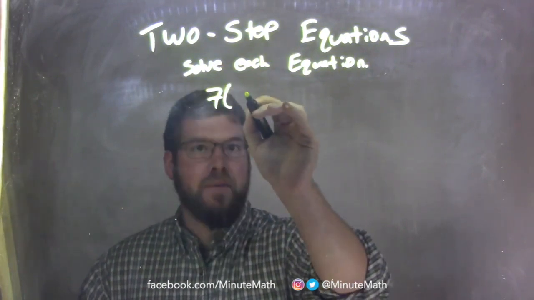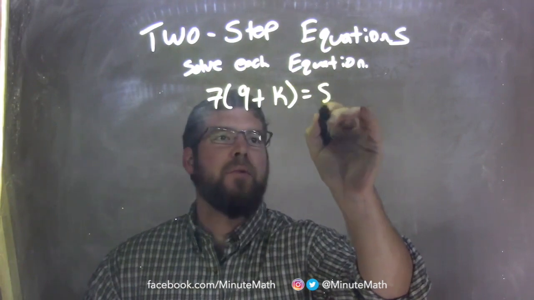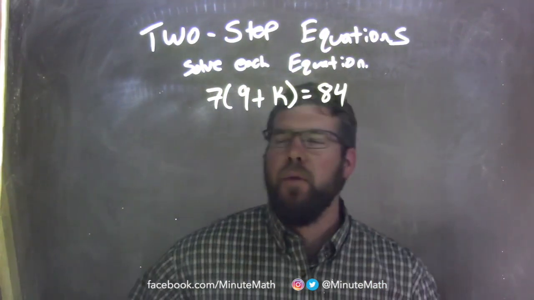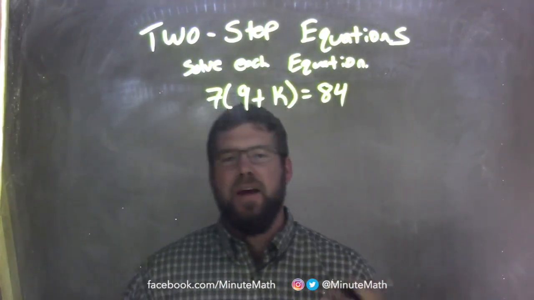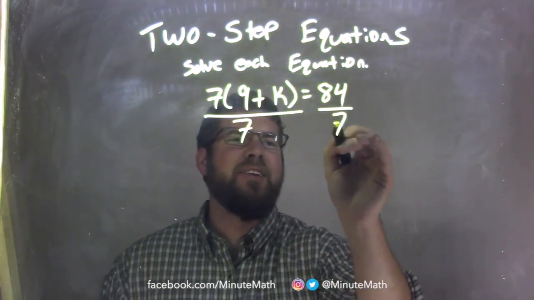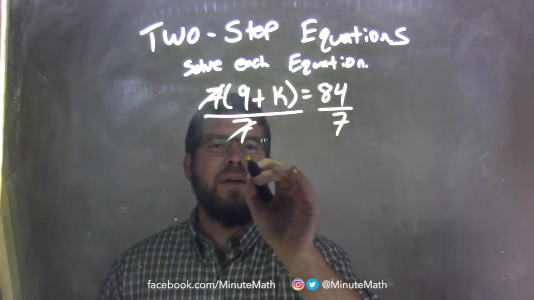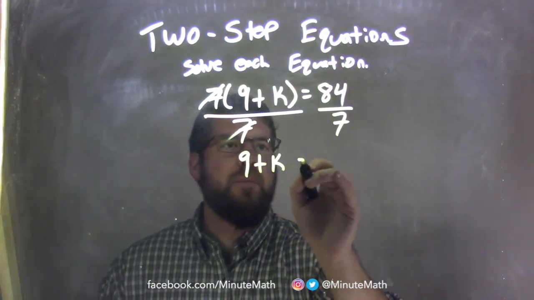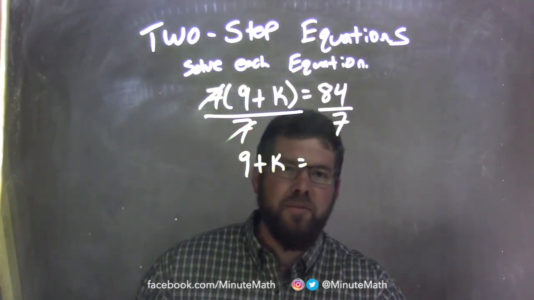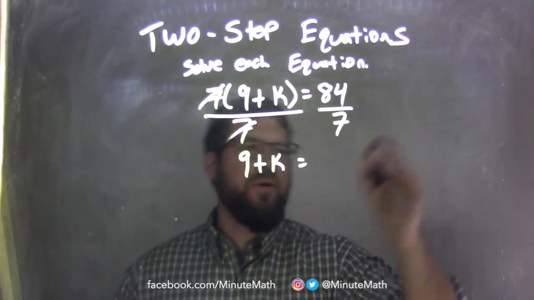7 times 9 plus k equals 84. Well, I see there's multiplication going on here outside the parentheses. So first step, I'm just going to divide a 7 to both sides, opposite of that multiplication. So I'm left with 9 plus k here. But what's 84 divided by 7? Well, if you really think about it, it's 12. But if you can't, no worries.